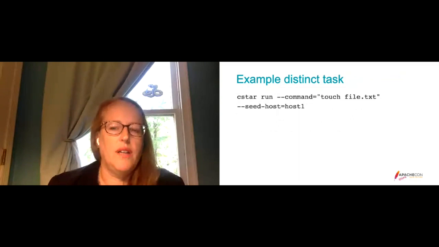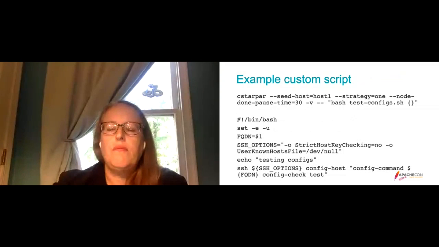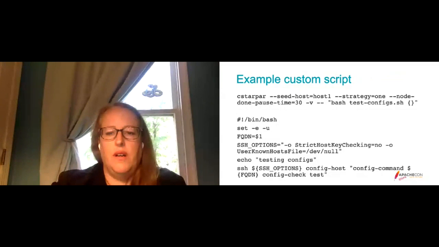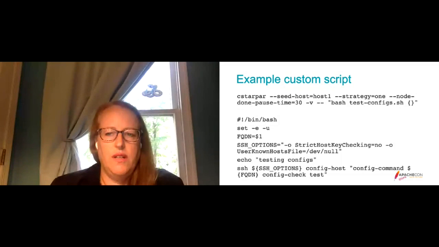In this one, I'm using cstar par, and I'll talk a little bit about the difference between cstar and cstar par in a little while. But in this one, I'm passing in a custom script. The script in this case was named test-configs.sh, and you can see the contents of that file below. It's just a bash script. I'm passing in some SSH options, I'm echoing something to the screen and the logs, and then I'm sending an SSH command. So again, I've defined a list of tasks that cstar will then pass. That will run across all of the nodes in my cluster. One more thing to notice here is that I've passed in the option node done pause time 30. That just gives us a little breathing space between the jobs as they're running across the cluster.